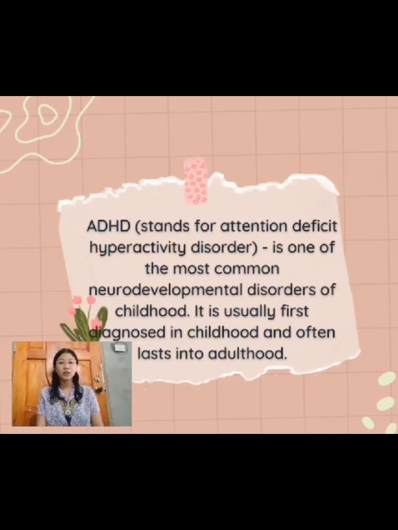So when we say ADHD, it is one of the most common neurodevelopmental disorders of childhood. When we talk about neurodevelopmental disorders, it talks about brain development. It is usually first diagnosed in childhood and often continues into adulthood. Children with ADHD may have trouble paying attention. So it is a common symptom of ADHD. Next is controlling impulsive behavior. So they act without thinking about what the result will be, or are overly active.